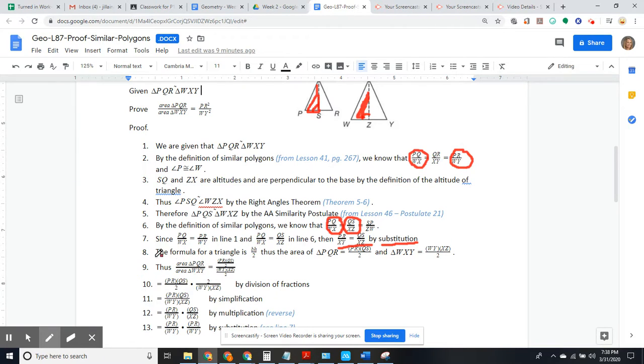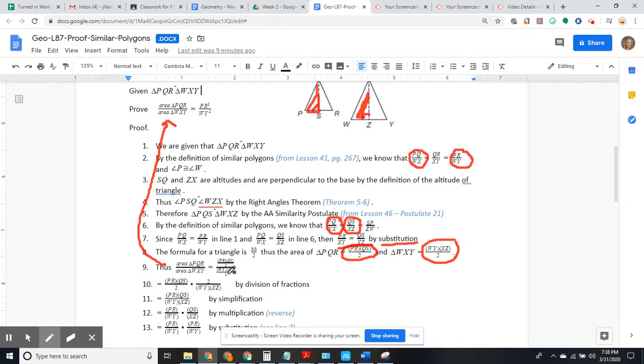Now we're going to state that the formula for the area of a triangle is base times height divided by 2. Thus, and I added this step in, this is an extra step from the book proof, you're going to set up the ratio of these: the base and altitude segments divided by 2 of this triangle, and the base and altitude segments divided by 2 of this triangle. Then, using what we had to prove here, I substituted in what they were, and I wanted to show that this is by division of fractions.